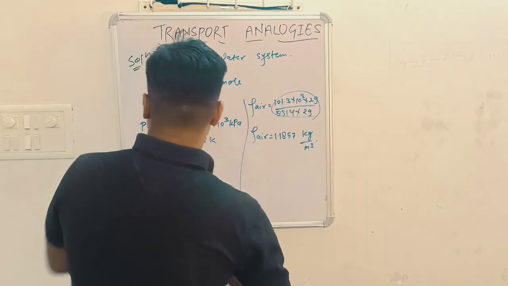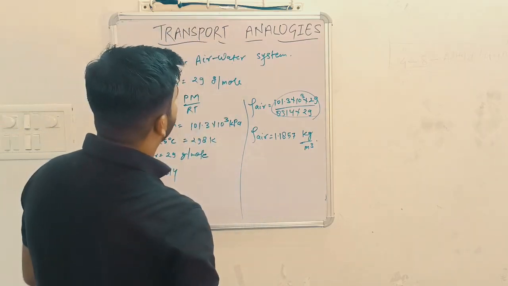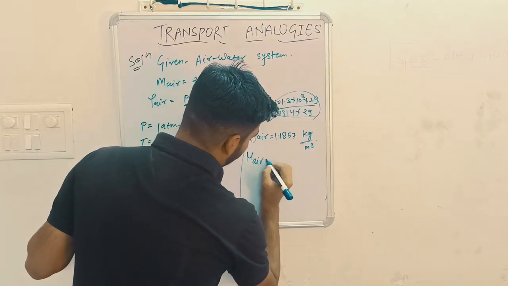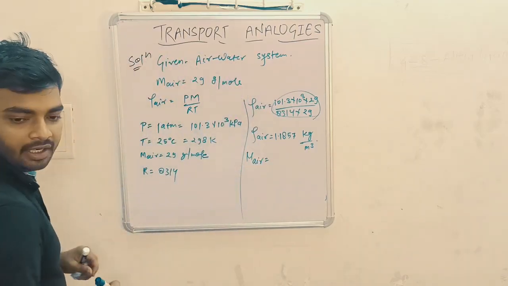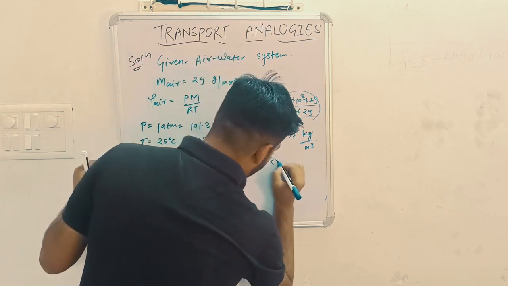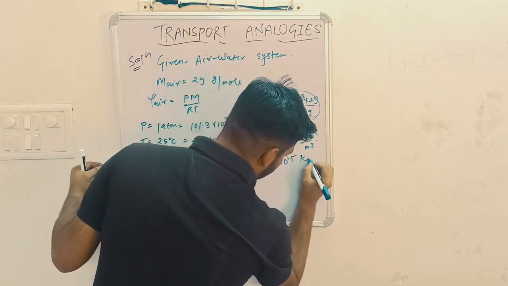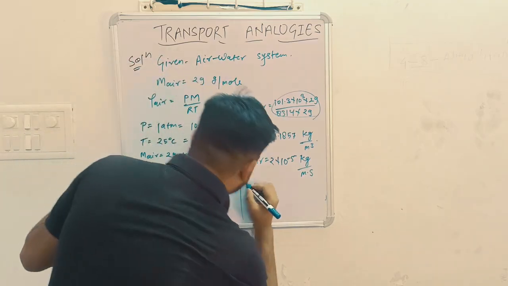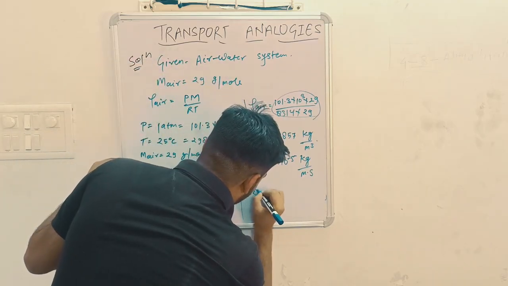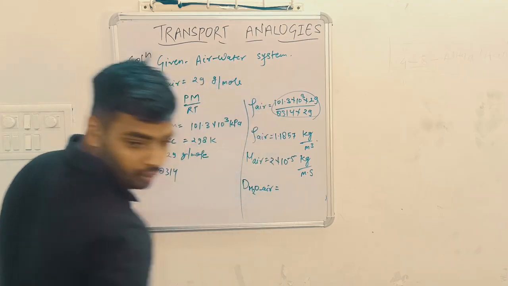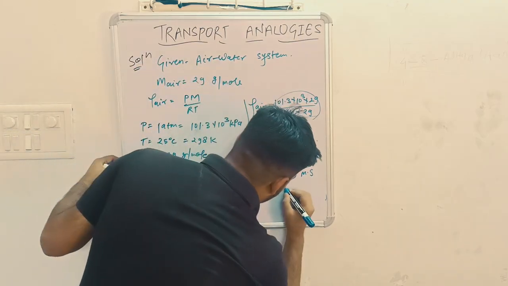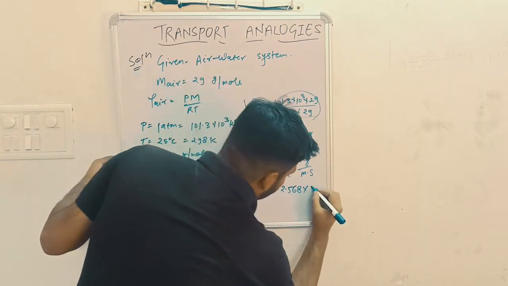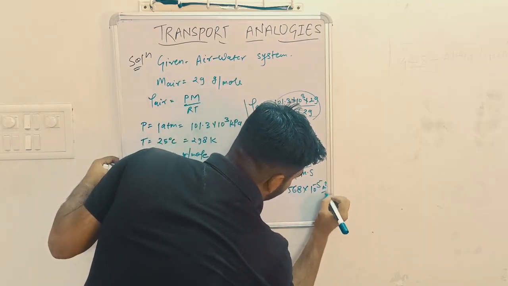So after this, we have given some other properties of air like viscosity, mu air at 25 degrees Celsius and 1 atm pressure is 2 into 10 power minus 5 kg per meter second, and diffusivity of water air equal to 2.568 into 10 power minus 5 meter square per second.